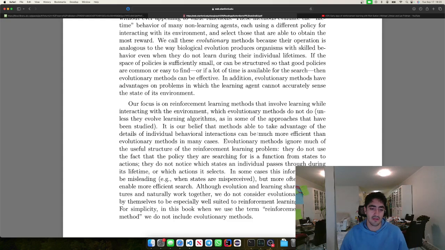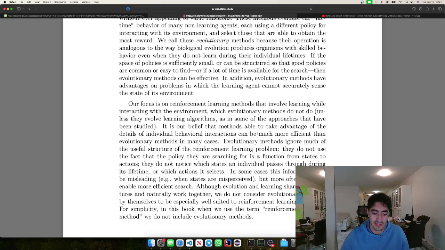They do not use the fact that the policy they are searching for is a function from states to actions. They do not notice which states an individual passes through during its lifetime, or which actions it selects. In some cases, this information can be misleading when states are misperceived, but more often it should enable more efficient search. Although evolution and learning share many features and naturally work together, we do not consider evolutionary methods by themselves to be especially well suited to reinforcement learning problems.